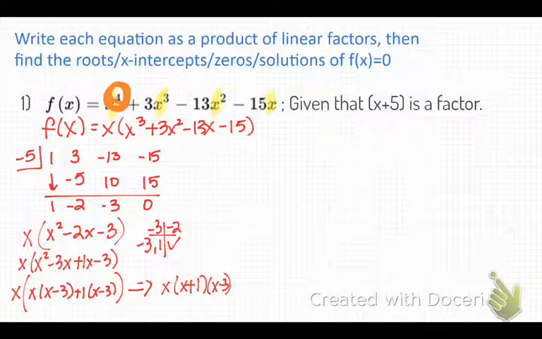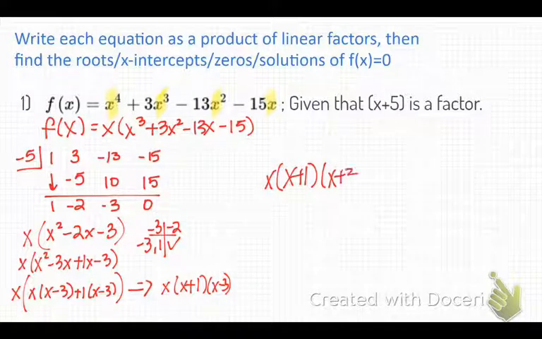How many factors do I have right now? 3. Is that enough factors? No. So what's my fourth factor? X plus 5 from the beginning. So I have x times x plus 1 times x minus 3 and then this x plus 5 comes from here. And isn't that what I said yesterday?